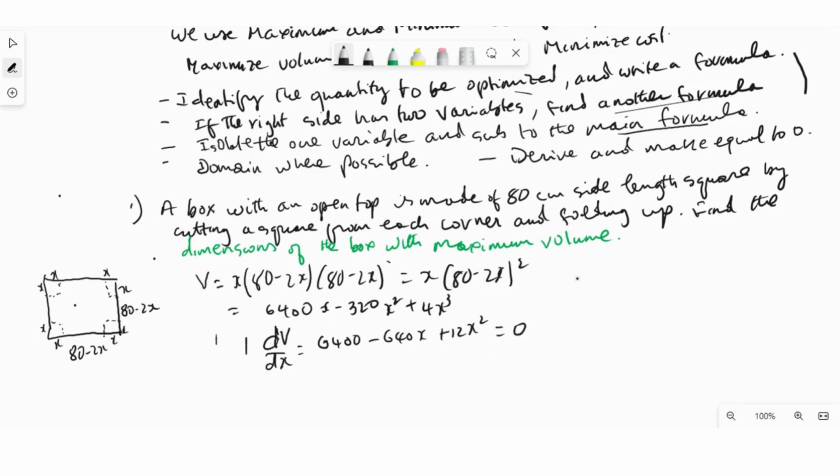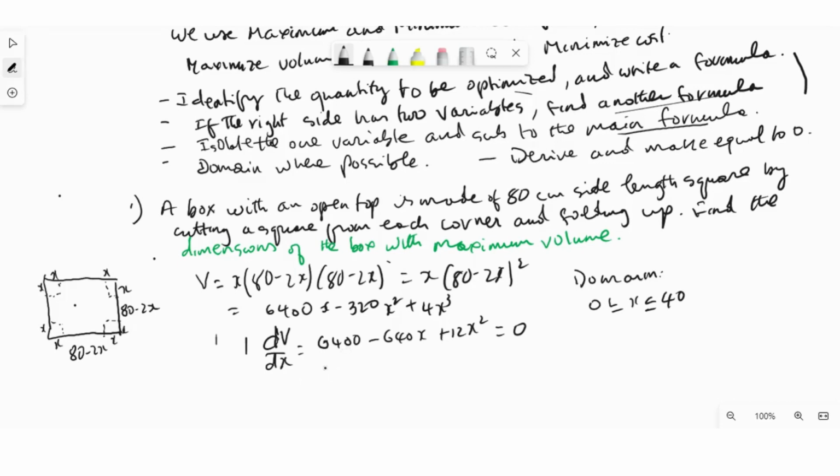Remember, our domain will be only the numbers which make the side a positive number. Therefore, 0 less than or equal to x less than or equal to 40. We cannot have 0 and 40, of course, because the volume will be 0. It will not be a flat. Therefore, it should be numbers between 0 and 40.